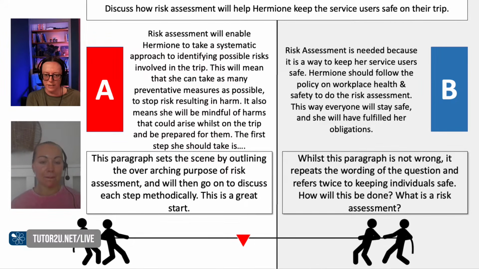So we do agree that Laura's paragraph was better. It sets the scene by outlining the overarching purpose of risk assessment, which is what I think it was Alina said. And then it suggests that this person is going to go on to describe each step methodically. So it's a really good start to a discuss question. Whereas paragraph B, it's not wrong, but it does repeat the wording of the question, as someone pointed out. I think Toby said that as well. It refers twice to keeping individuals safe, which is what it says in the question, but hasn't said how this will be done and what a risk assessment is.